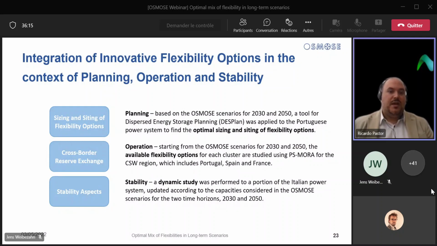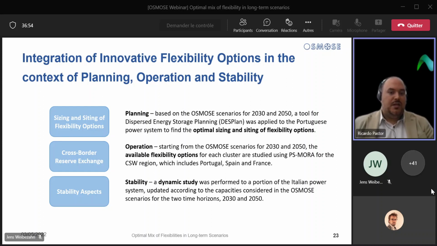The work consisted of three main activities focused on the integration of flexibility options at three different levels. First, at planning level, a tool for the planning of flexibility options, the DESPlan Sizing and Siting Energy Storage tool, was applied to the Portuguese power system, taking into consideration the OSMOSE scenarios for 2030 and 2050. At the operational level, the available flexibility options were analyzed using PS-MORA for the continental southwest region, including Portugal, Spain, and France, also for the same scenarios for 2030 and 2050.